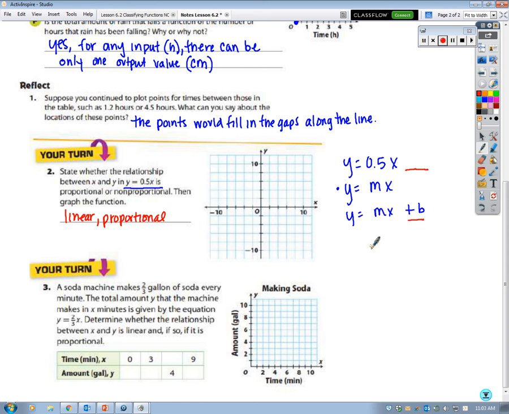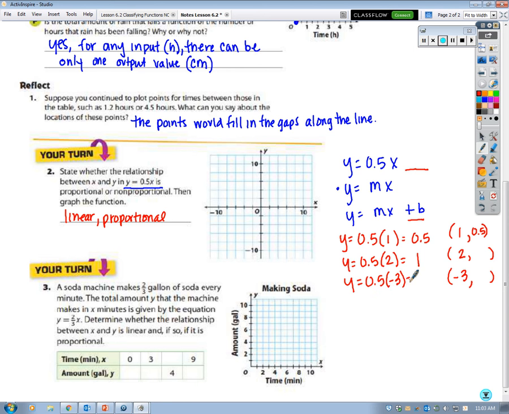So what we're going to do is plug some values into that equation. Let's plug in x of 1, x of 2, and x of -3, and see what our y values are. Let's get 3 points and see what that looks like. So I get 0.5 times 1 is going to be 0.5. I've got y equals 0.5 times 2, which is going to be 1, because it's 1/2, right? And y equals 0.5 of -3, which is going to be -1.5.